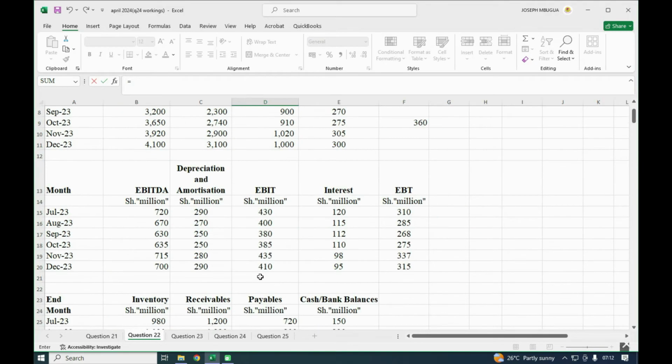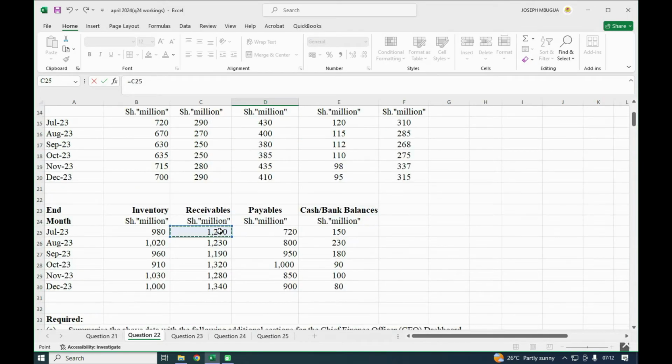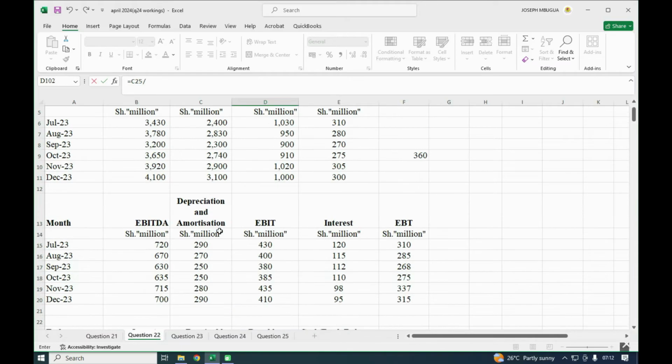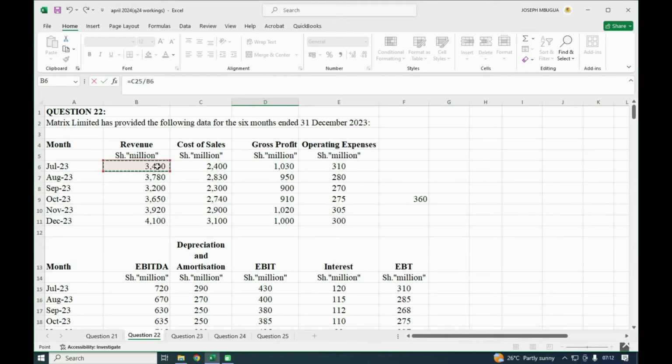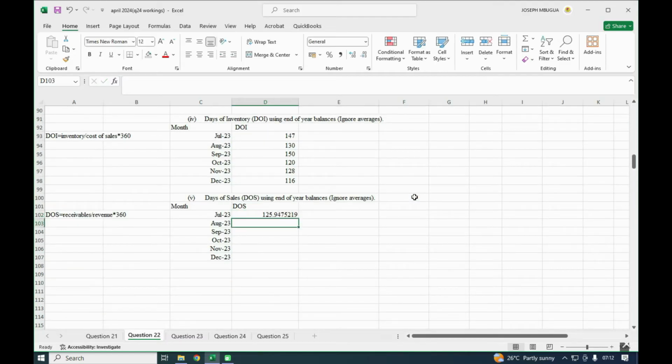Already, receivable, we have been given the end balance. We divide by the revenue. We multiply by 360, which we shall lock as our constant. And this one you can round off into full zero decimals. So those will be our days of sales.